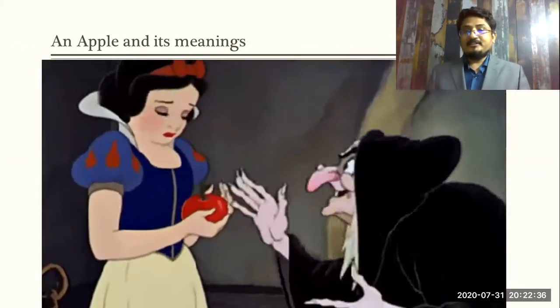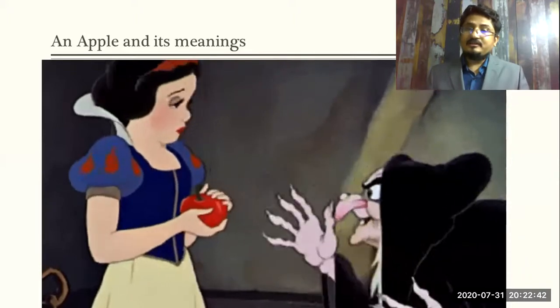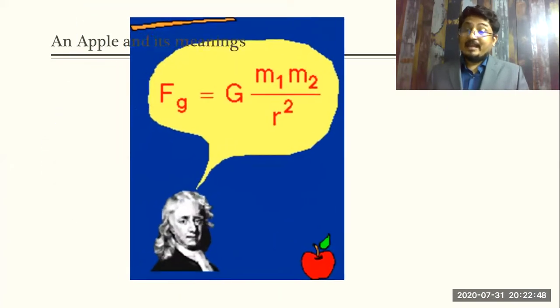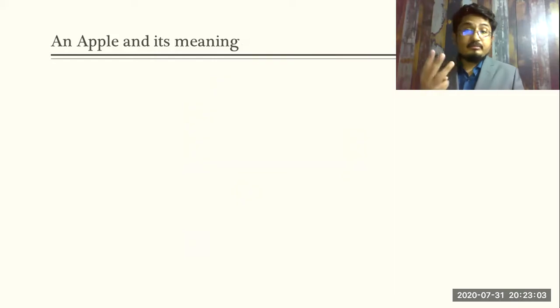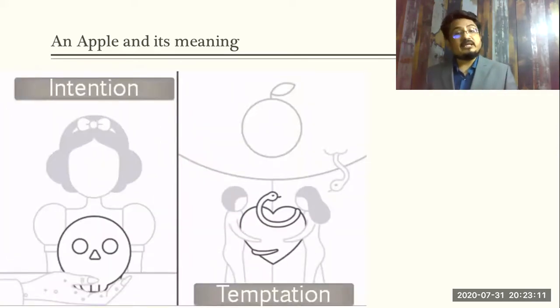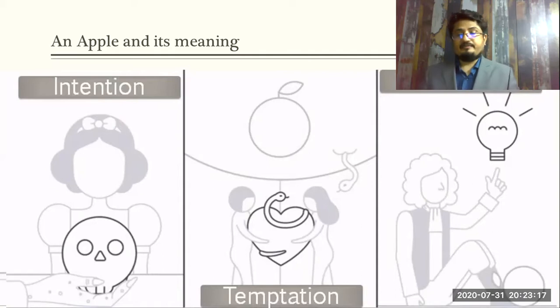Second picture, Snow White. You all have studied that story and the intention behind that apple. And the third, an apple for Isaac Newton. This particular apple is representing the invention. So now, in a nutshell, I want to say that an apple has three meanings. In the first image, it is representing the intention. In the second image, it is representing the temptation. And in the third image, it is representing the invention.